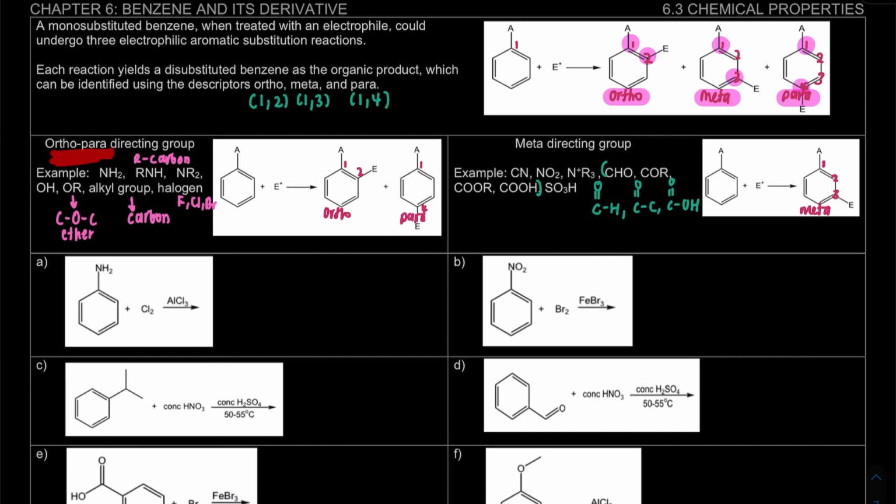So it means that the position will be at either. Okay, so I'm just going to label it first here. Number 1, 2, 3, 4. Okay, so I know that I will substitute the electrophile at carbon number 2 and 4. We will have two different products. Okay, but what will be the electrophile? Okay, so let's look back based on what we have learned previously.